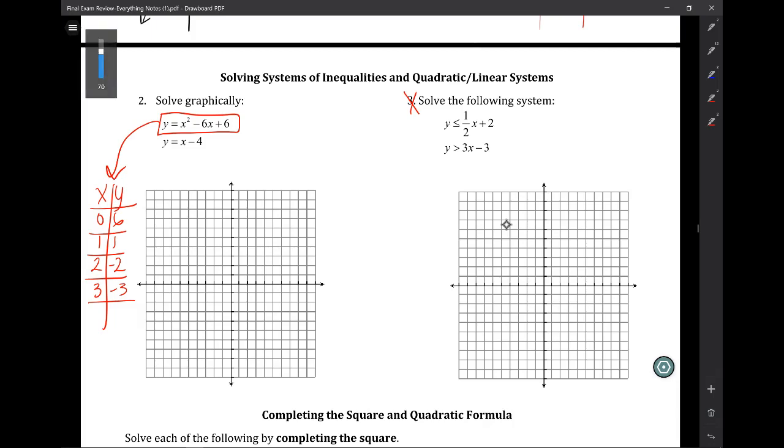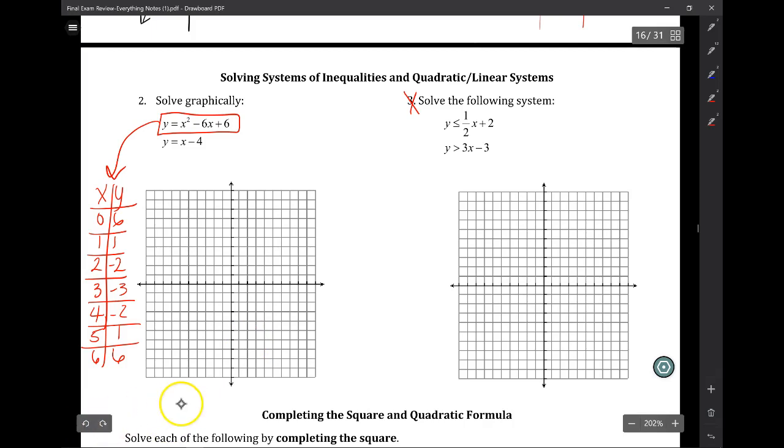Okay, 3, negative 3, 4, negative 2, 5, 1, and 6, 6. I don't know, there's buttons being pressed. I'm not really sure what's happening. Okay, let's plot these points. So 0, up 6, 1, 1, 2, negative 2, 3, negative 3.